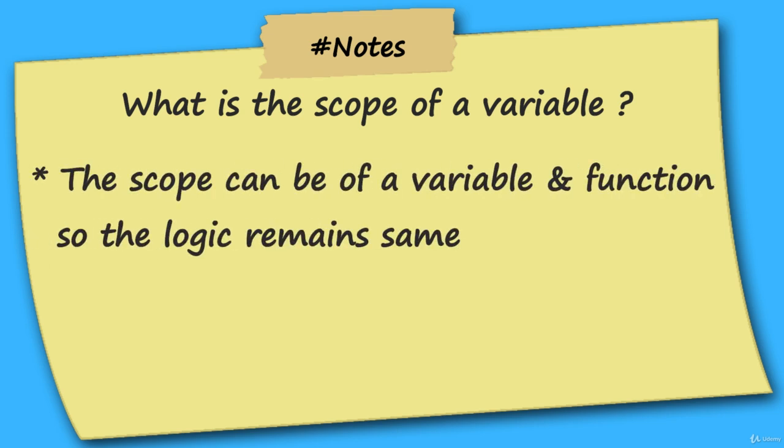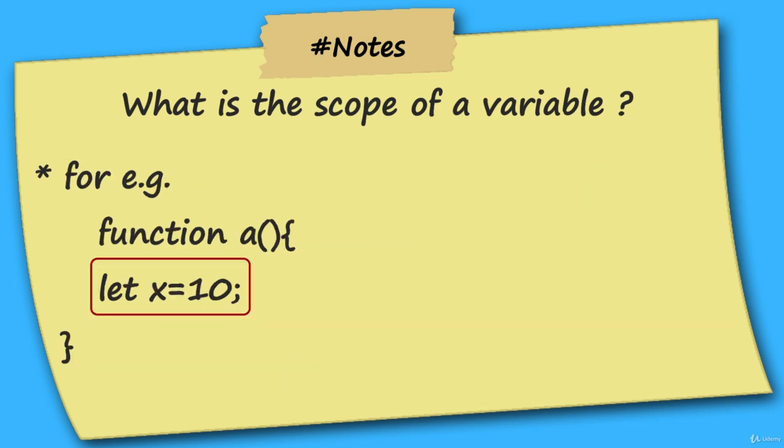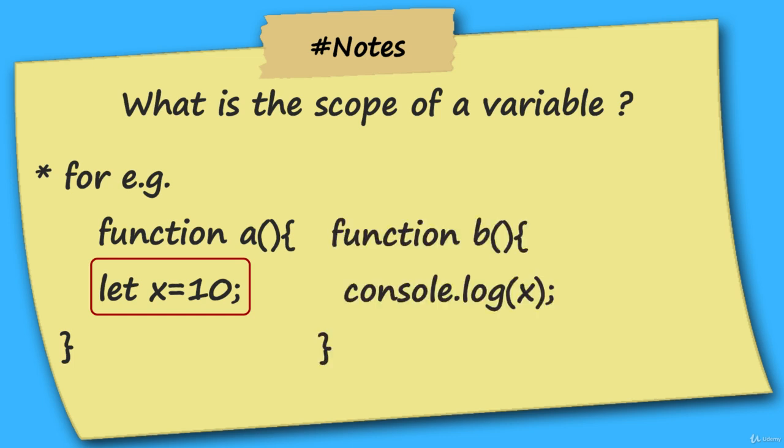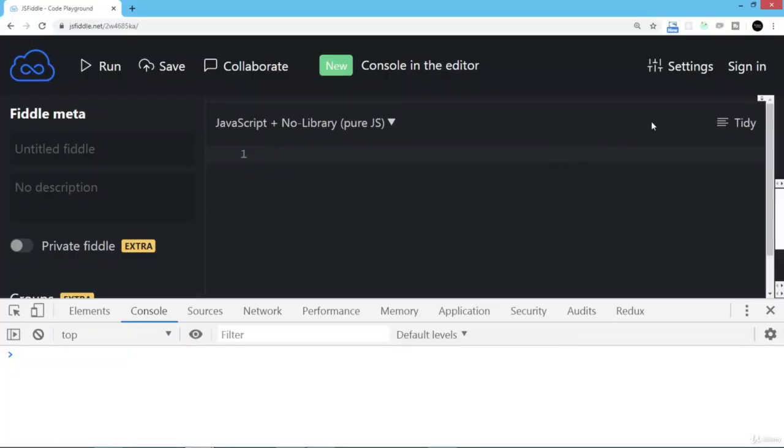Now the scope can be of a variable and function, so the logic remains same. When I say scope of a variable, that means it is a lifetime or availability of a variable. For example, if you declare a variable in one function, then it won't be available in the other function. Let's try with an example.